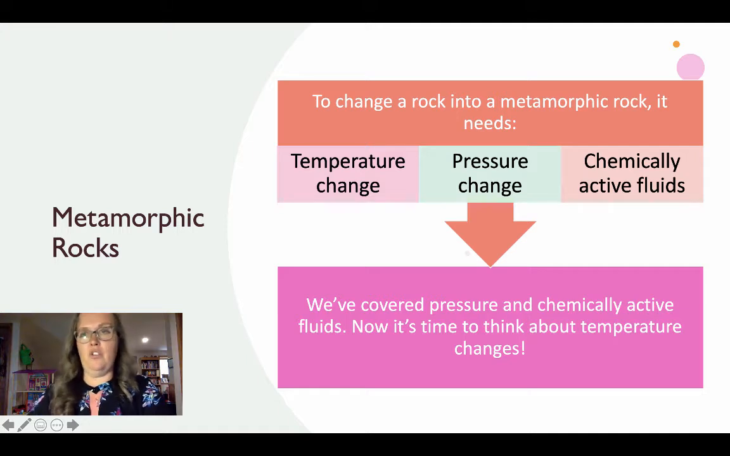To change a rock into a metamorphic rock, it needs 3 different things. We have already looked at pressure changes. That was what you did the first day with the squeezing and the stretching of your slime. Then yesterday we looked at chemically active fluids, and we did that by introducing new minerals into the metamorphic rocks, such as the foam, and then the sugar balls and the marshmallows. So now we're going to move on to temperature changes.